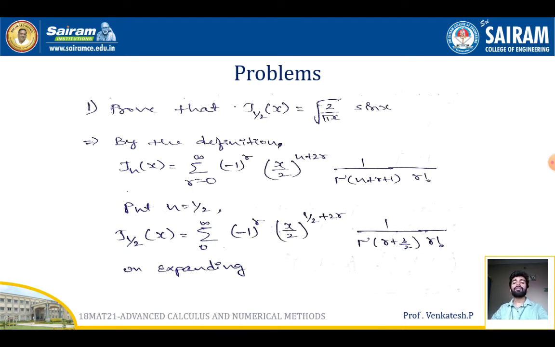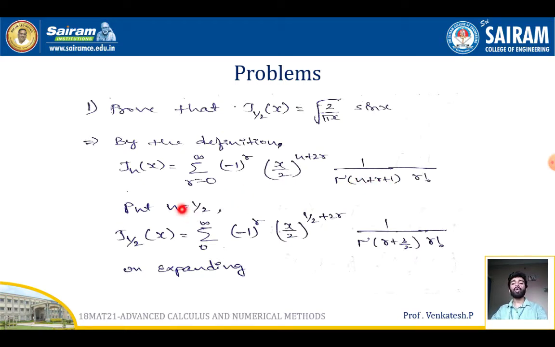The first problem is: prove that J_{1/2}(x) is equal to square root of 2 by pi x into sin x. By the definition of J_n(x), we already have the formula. That is, J_n(x) is equal to summation r from 0 to infinity, (-1)^r (x/2)^(n+2r) times 1 by gamma of (n + r + 1) into r factorial. So we have to estimate the value of J_{1/2}. For that I am going to replace n is equal to 1/2 in the entire equation.